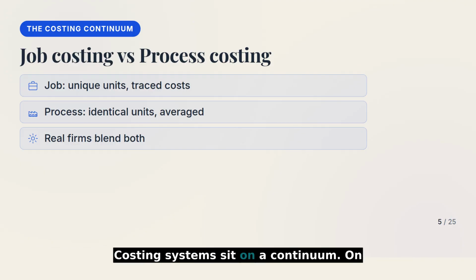Costing systems sit on a continuum. On the left, job costing, where each unit is unique and you trace costs to the specific job. Think custom surgical instruments or a one-off consulting engagement. On the right, process costing, where units are identical or near identical and you average costs across thousands of them. Most real businesses fall somewhere in between, but the two ends define the playbook.